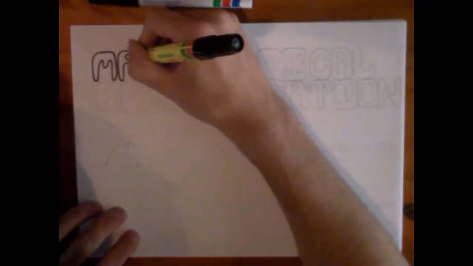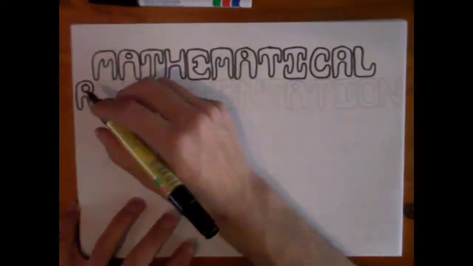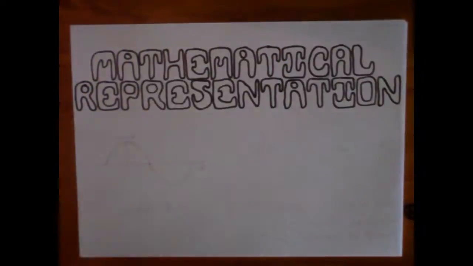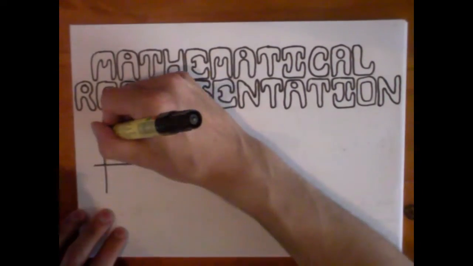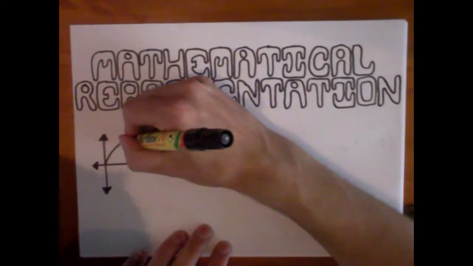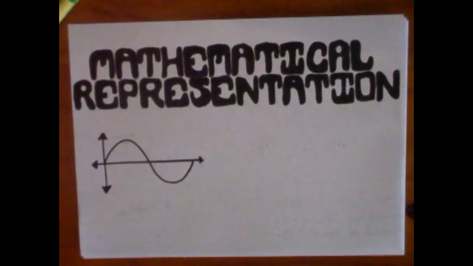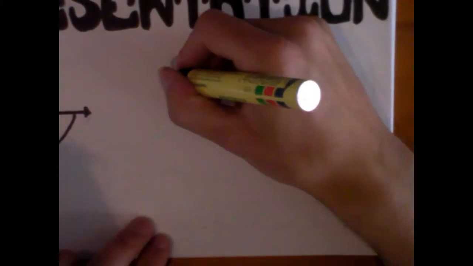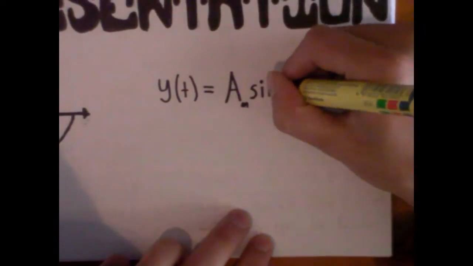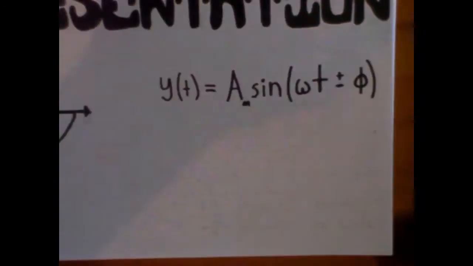Once we understand alternating current, we can then look at the mathematical representation of a sine wave and how we can relate this to the current and voltage produced by AC circuitry. The formula y as a function of t is equal to A sine(omega t plus or minus phi) and is used to represent a sine wave.